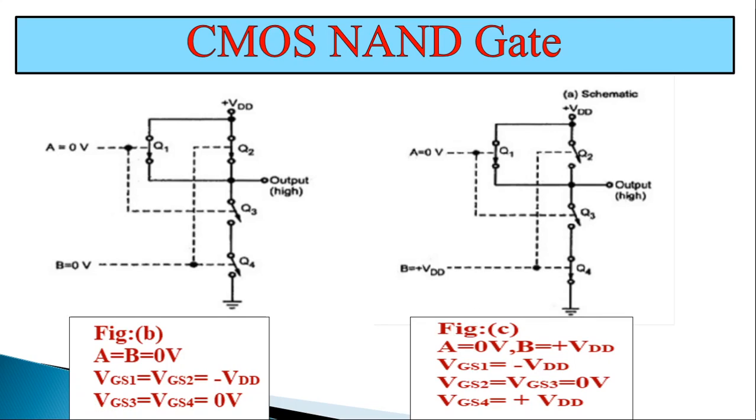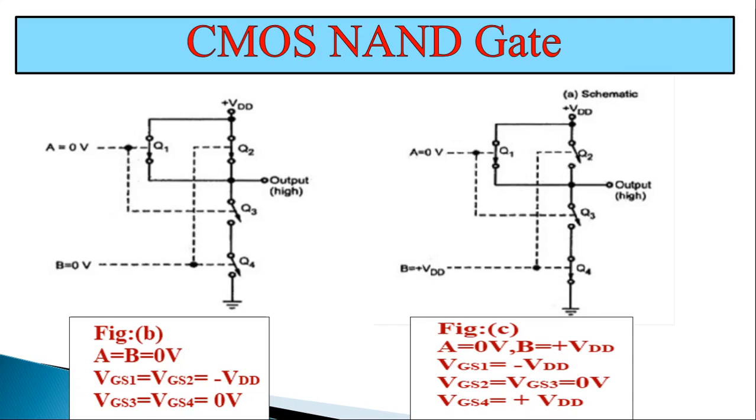Actually, that situation is not shown here, but here you can consider A is equal to plus VDD and B is equal to 0 volt. Then the output is connected to plus VDD through Q2 and it is disconnected from ground because Q4 is off.